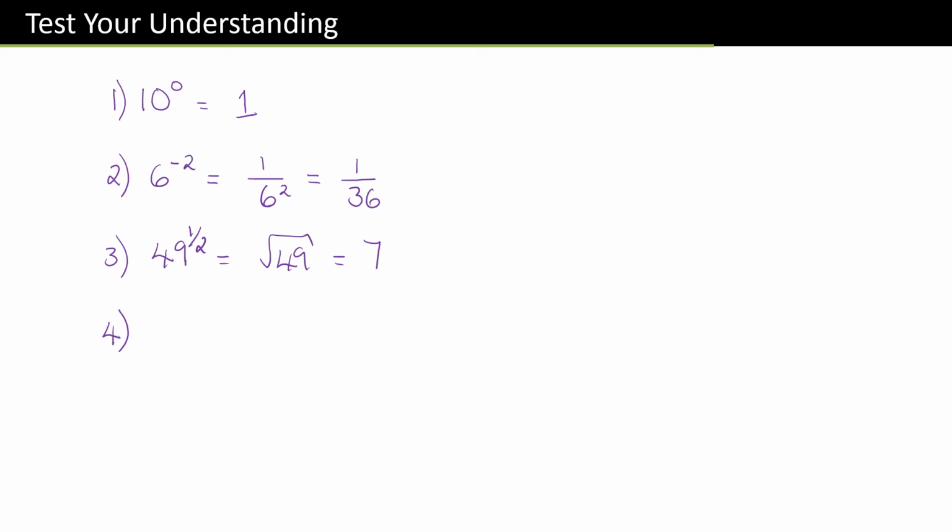Okay, number 4. What if we had 16 to the 3 over 2? So have you remembered that on the bottom means root, and because it's a 2, this means square root. So we need to square root 16, which is 4, and then we need to cube 4, which is going to be 64.